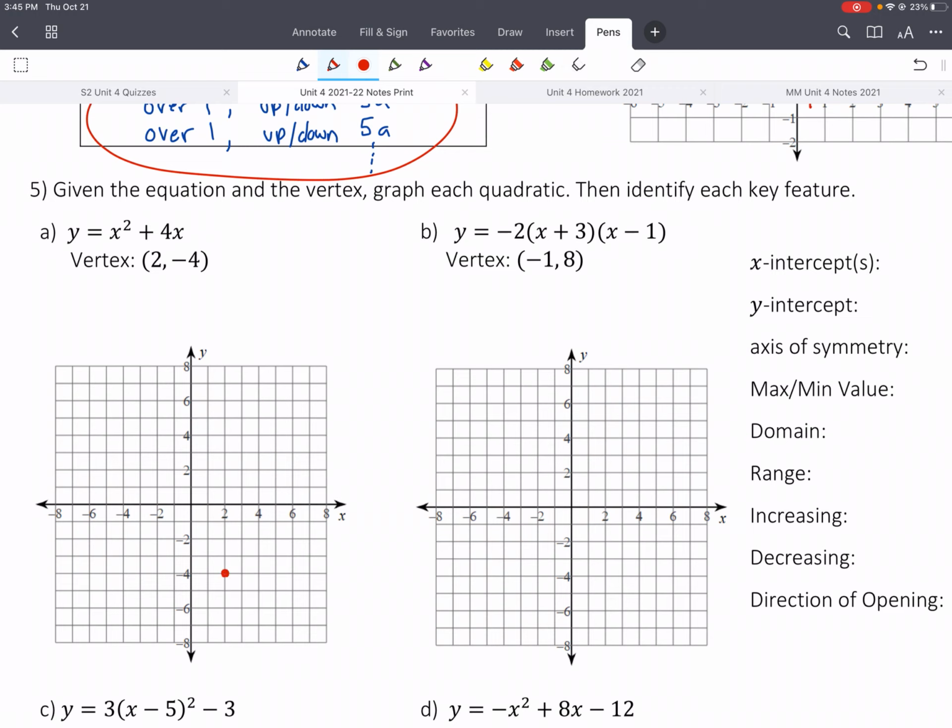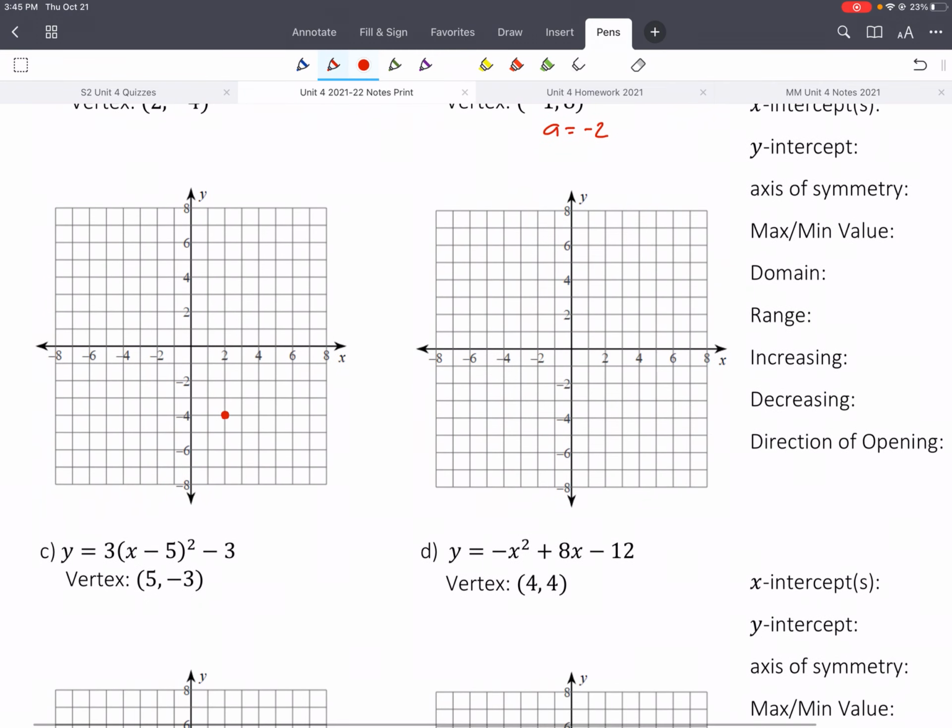Okay? And then we need to figure out what the growth pattern is. Again, it depends on A. So we need to figure out what A is. A is what's in front of x squared. So here, A is 1. If we look at B, A is -2. If we look at C, A is 3. And here, A is -1. So again, it's just the leading coefficient, what's in front.